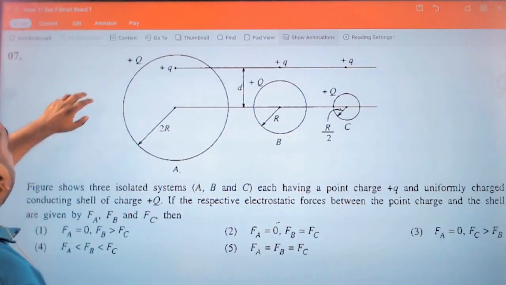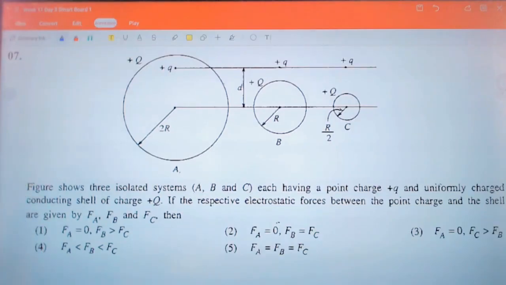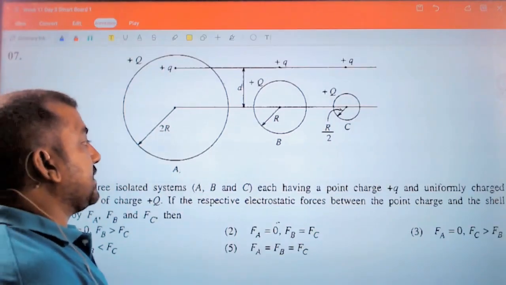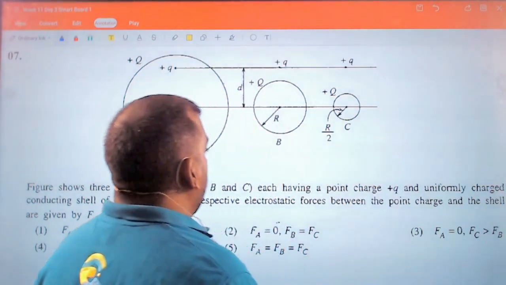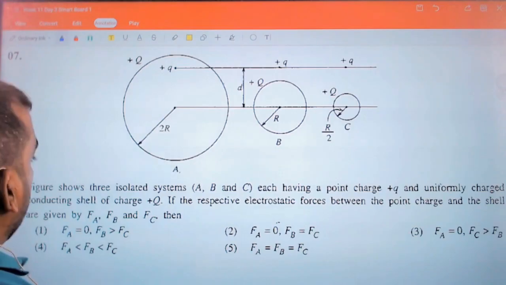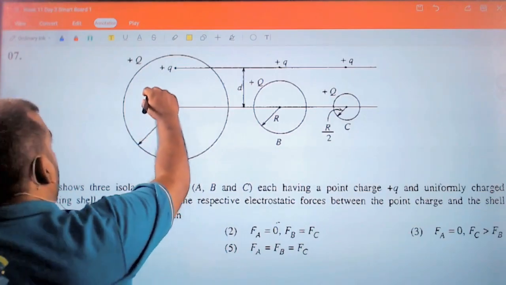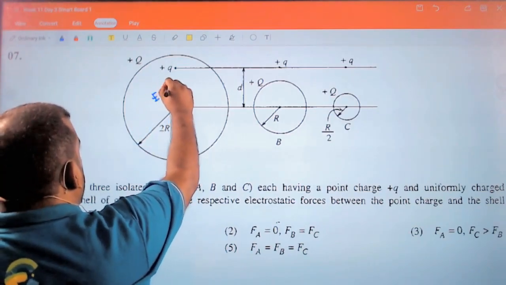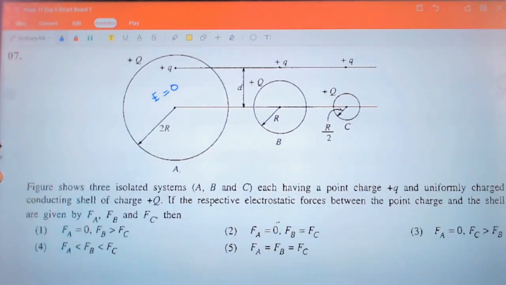Question number 7. Figure shows an isolated system each having a point charge plus Q and a uniform charge conducting shell plus capital Q. So here what happens is inside electric field strength is 0. Right. What are the forces? FA electrostatic force is 0. So these wrong.